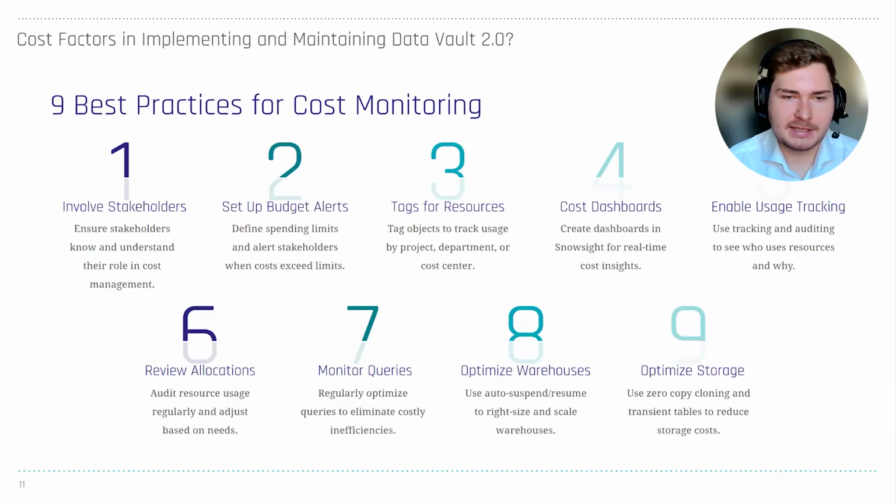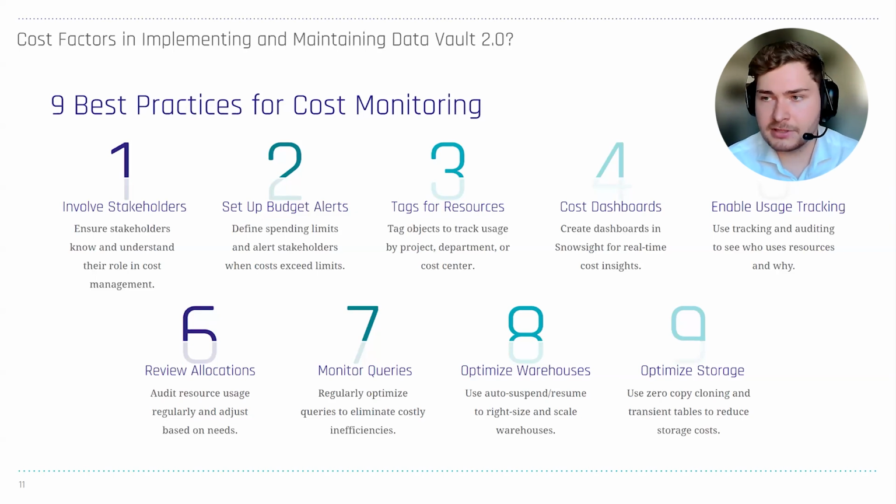Really quickly, 9 best practices. Involve the stakeholders really early in this cost monitoring. They should understand their role in cost management and also understand what kind of costs are related to their data products. A lot of time they just ask for a report, and they don't even know what this costs in development, how long it takes, how much work that even is. So yeah, involve them early. Set up budget alerts when something costs too much, or yeah, you reach certain spending limits. You should have some alerts in place.